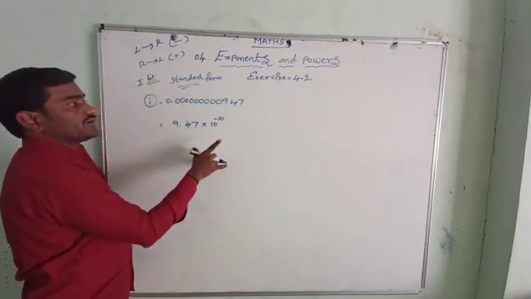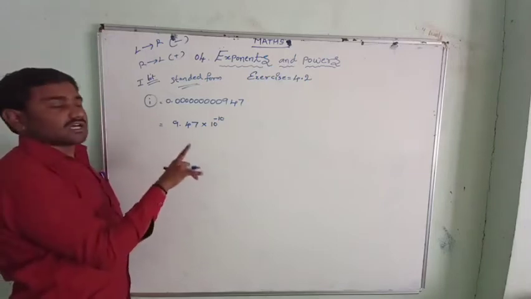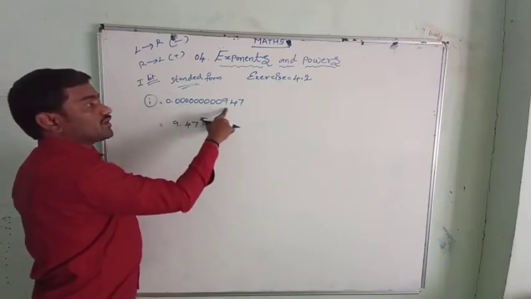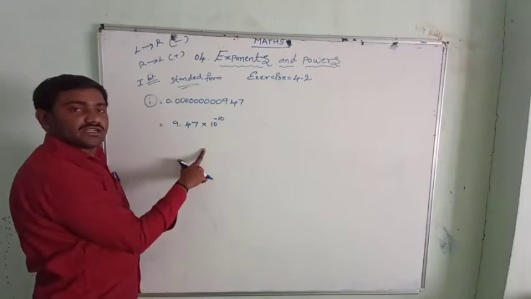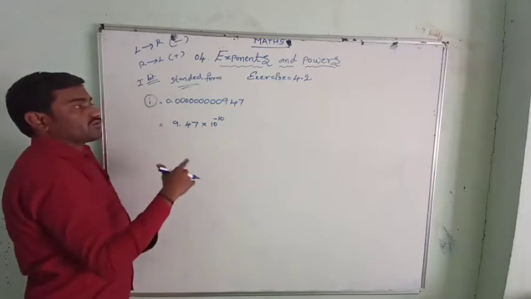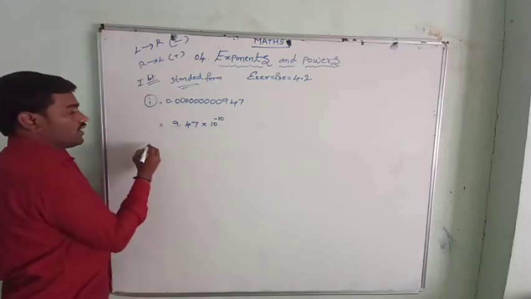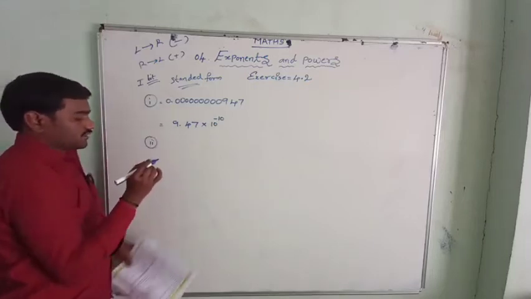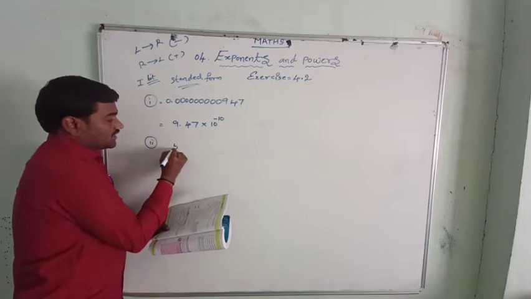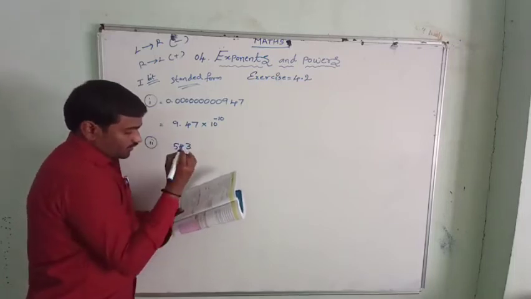So in this way we can do it. There is another process also to do this: you change this decimal number into a fraction, and thereafter change it into powers of 10. That will be difficult. So remember how we are doing it, a very simple method. Here is the second question, 543.